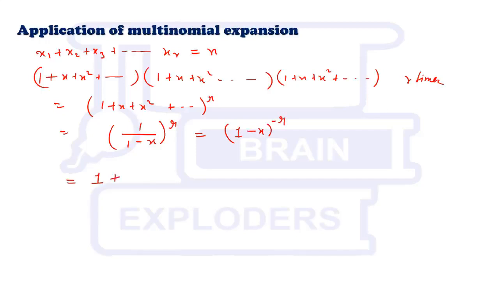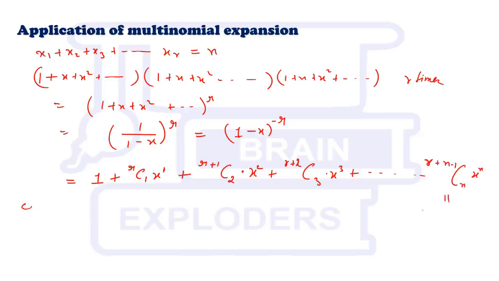rC1 x plus (r plus 1)C2 x square plus (r plus 2)C3 x cube and so on, and the coefficient of x raised to the power n will be (r plus n minus 1)Cn, or we can also write it equal to (r plus n minus 1)C(r minus 1), and this was the formula which we had just derived also.